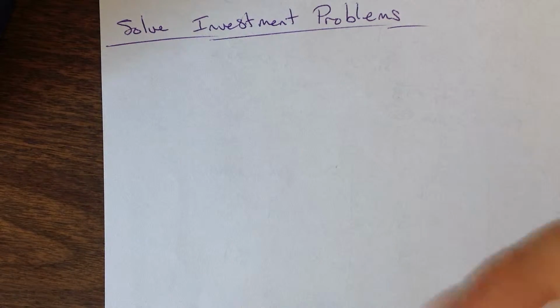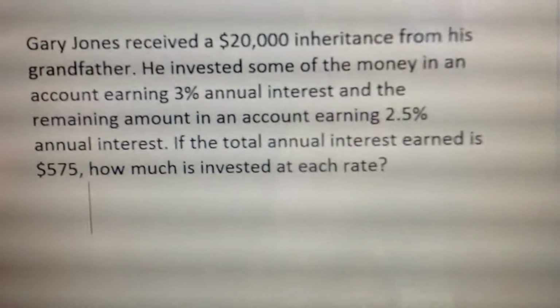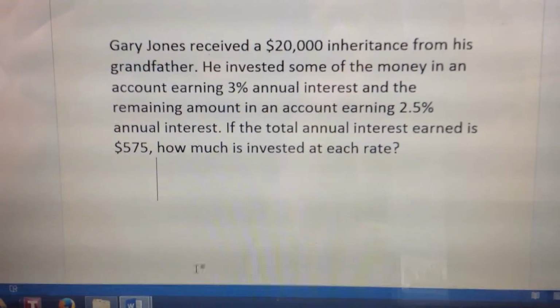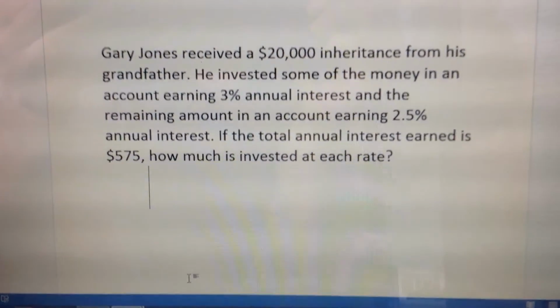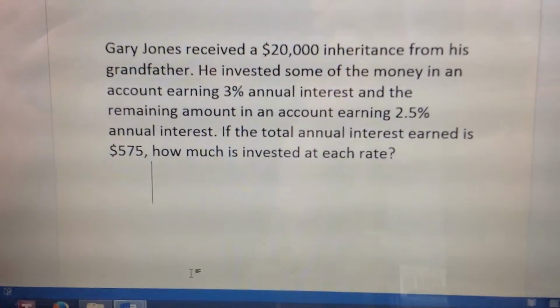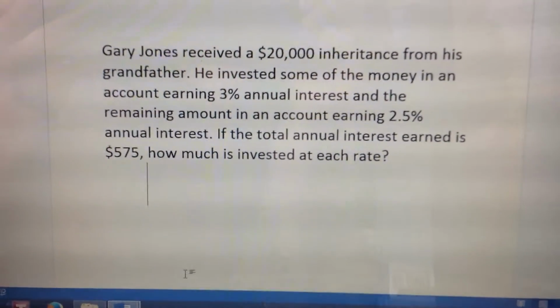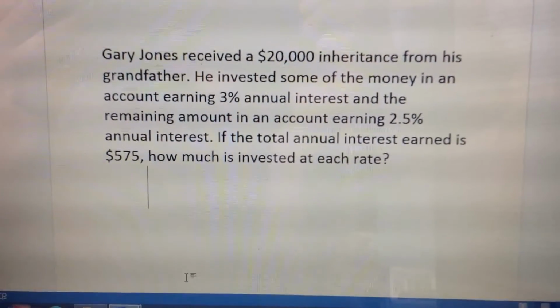Solving investment problems. Investment problems are very similar to mixture problems. So say we were given the following problem: Gary Jones received $20,000 in inheritance from his grandfather. He invested some of the money in an account earning 3% annual interest, the remaining amount in an account earning 2.5% annual interest. If the total annual interest earned is $575, how much is invested at each rate?